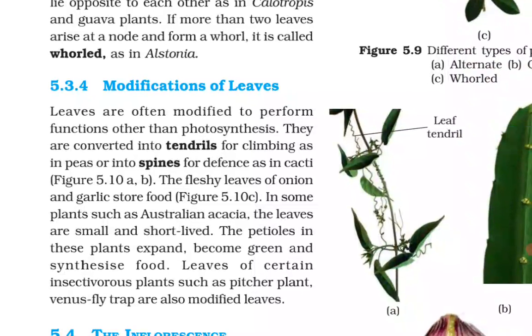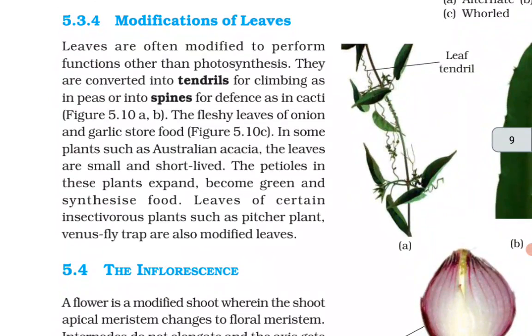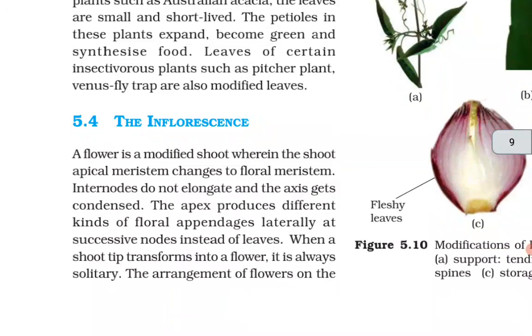Modifications of leaves. Leaves are often modified to perform functions other than photosynthesis. They are converted into tendrils for climbing, as in peas, or into spines for defense, as in cacti. The fleshy leaves of onion and garlic store food. In some plants such as Australian acacia, the leaves are small and short-lived. The petioles in these plants expand, become green, and synthesize food. Leaves of certain insectivorous plants such as pitcher plant and Venus flytrap are also modified leaves.